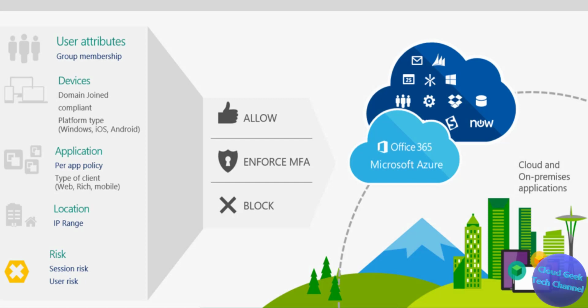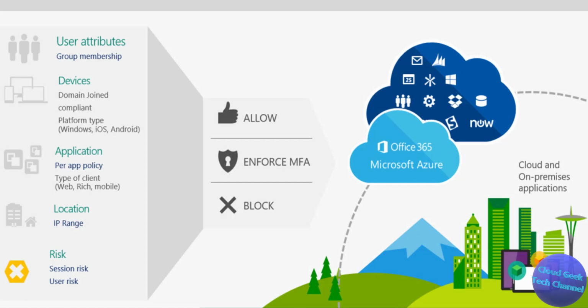In here you can see we have a few conditions in the slide. The first one is user attributes, and another condition can be devices. So how users use which applications to access your applications. We can put conditions based on locations, and we can put conditions on risk.